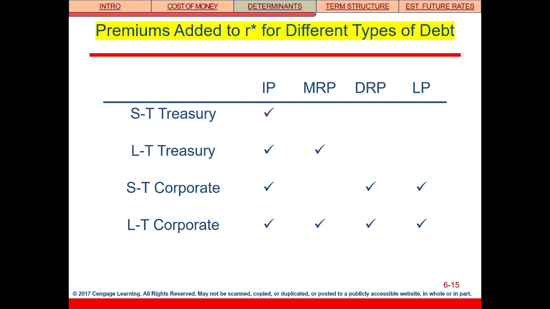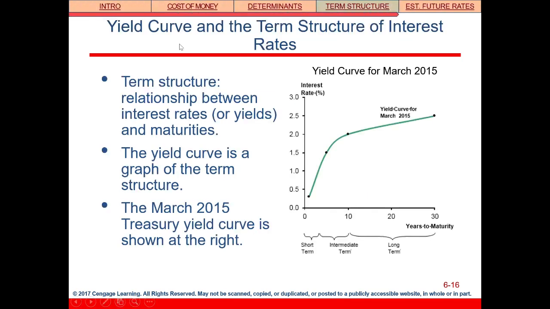Then in this case, you have to know that if it's a short-term treasury bond, then I don't have to add maturity risk premium, default risk premium, and liquidity premium. Basically, these three are all equal to zero. All I need to know in this case is the inflation premium and real risk-free rate of interest, right? As long as I know those two, I can calculate the required rate of return for this short-term treasury. So therefore, this slide is very, very important. Okay, so the next part is the yield curve and the term structure of the interest rates.